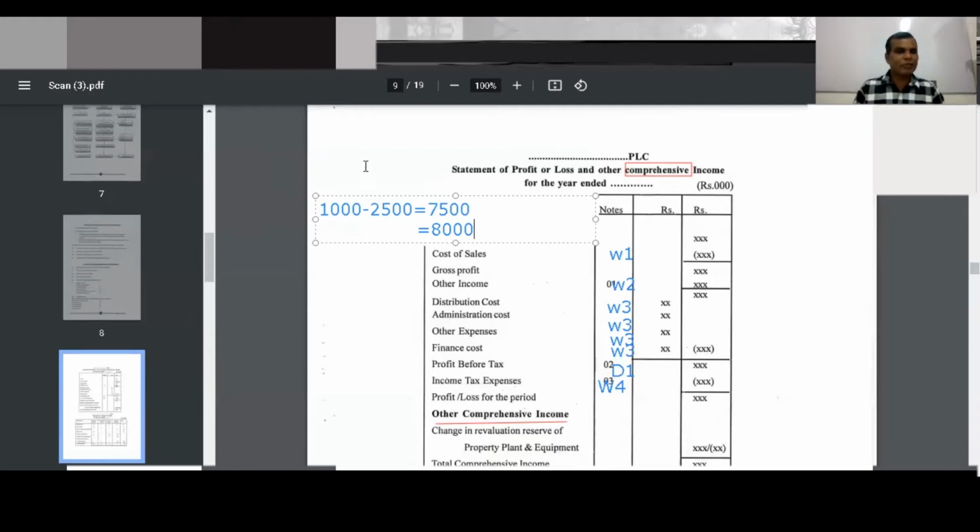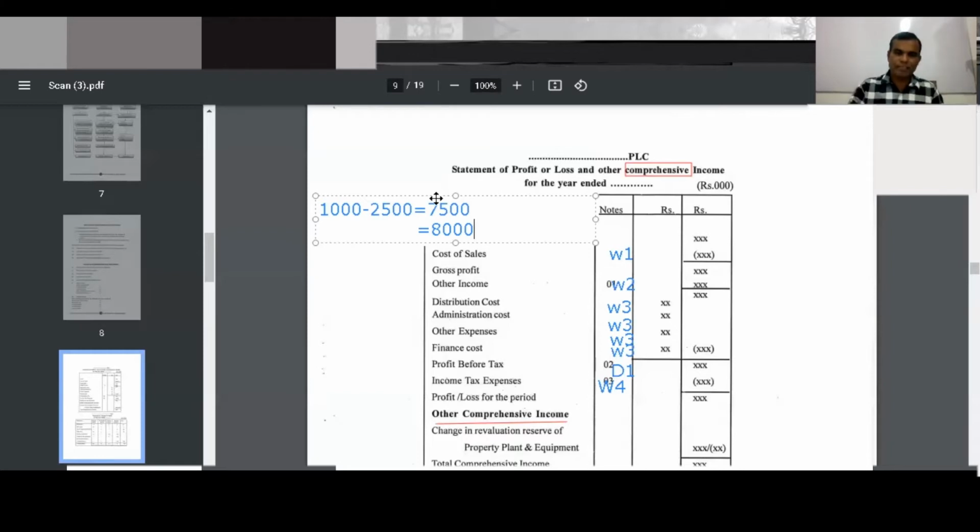This is the carrying value of the motor vehicle. This is the revalued value of the motor vehicle. Now, there is a 500 profit on revaluation, because normally the book value of the motor vehicle is 7,500. But if it is revalued, it can be sold in the market for 8,000. So that 500 is treated as the revaluation profit.